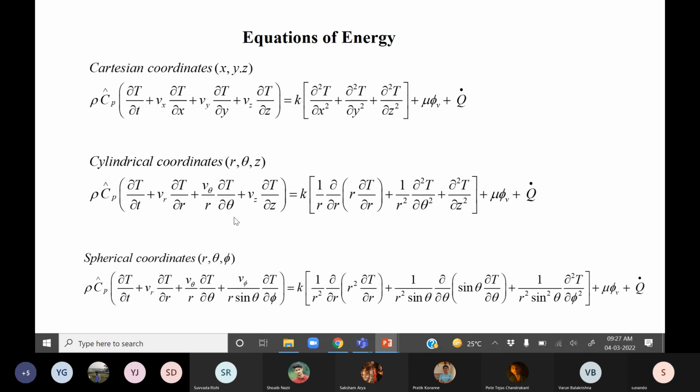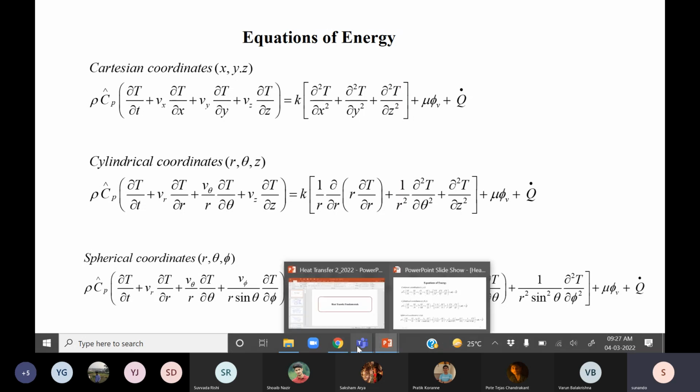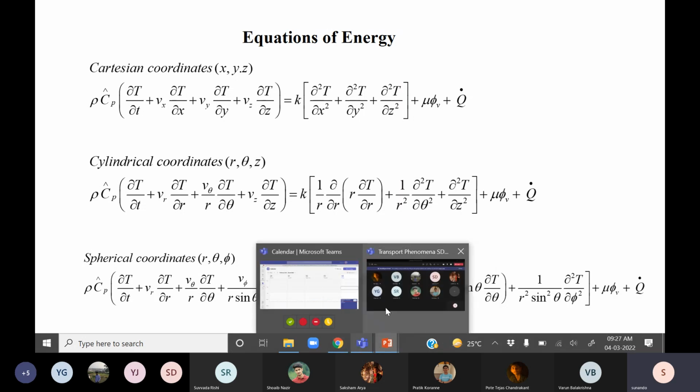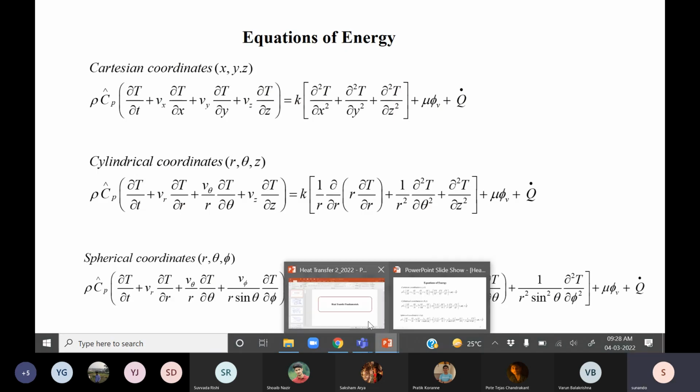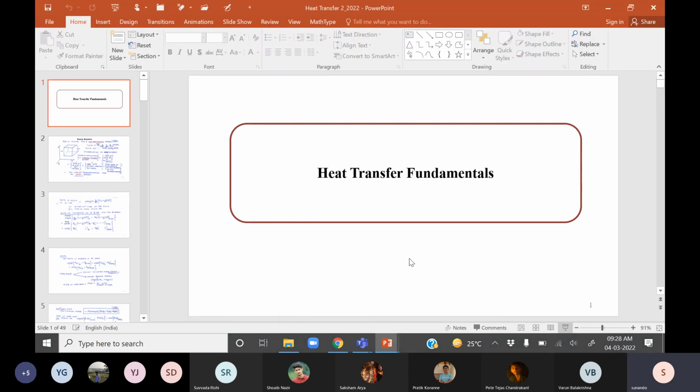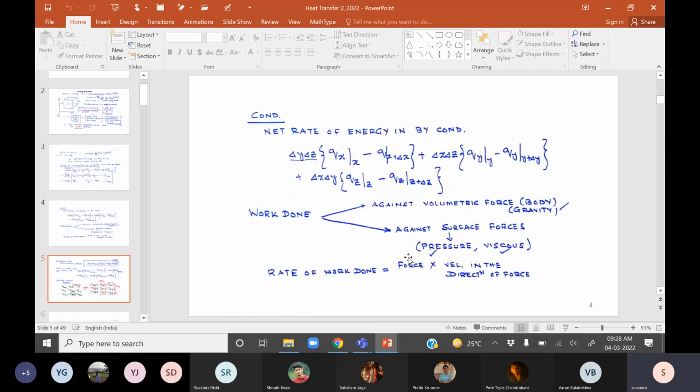So, this is a very brief description of the energy equation, and this really helps us. Where are we?